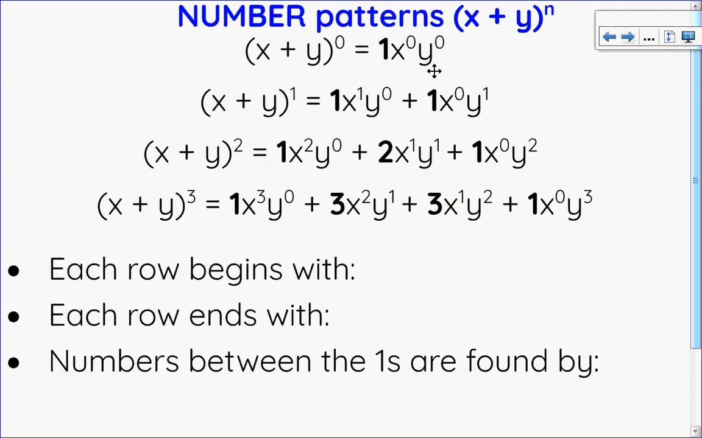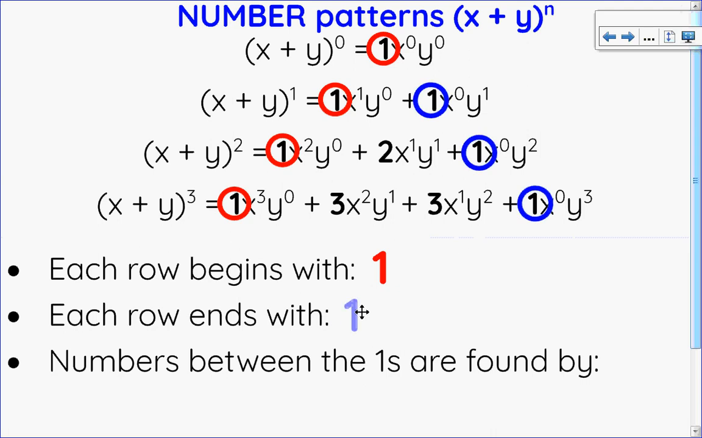Let's look at the pattern of the numbers. So the numbers in front, these also have patterns. The first thing I know is that each expansion here, every single one of them, starts with a 1. When I have 2 or more terms, the last term is also a 1. So I start with a 1, but I also end with a 1. Now to figure out the numbers in between, let's look.